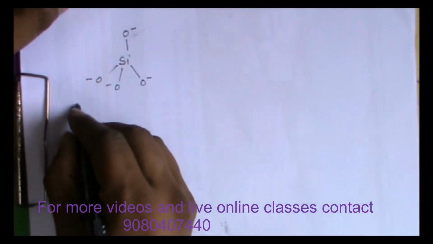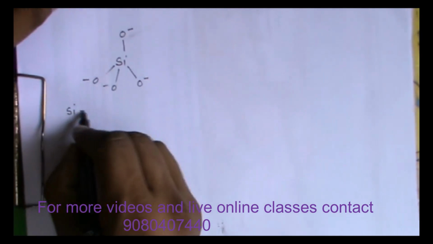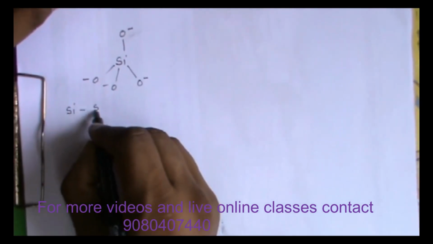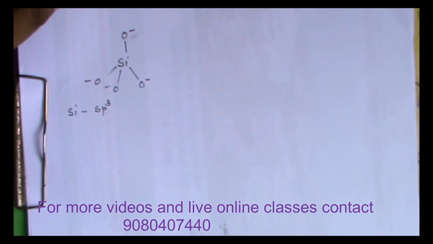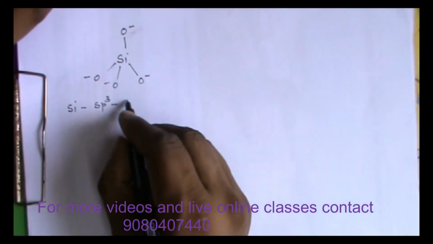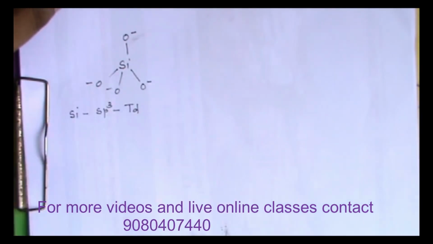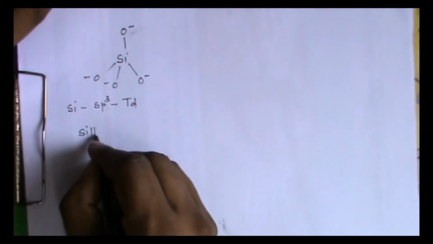Silicon belongs to the carbon group. Similar to carbon, silicon can also form 4 sigma bonds. It will be sp3 hybridized and it can form 4 sigma bonds and the geometry will be tetrahedral. If you consider SiH4, silane, it will be similar to methane. The geometry will be similar to methane.